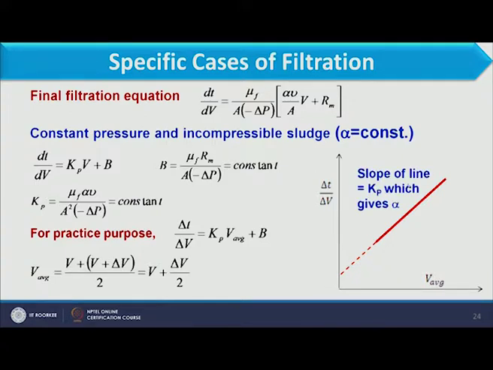it has the slope. The slope of the line gives the value of Kp, which consequently gives the value of alpha, and similarly the intercept will give the value of B, and therefore we can calculate the value of Rm from this. So in this way all constant values will be calculated for this particular case.